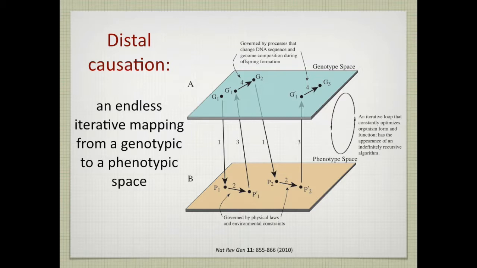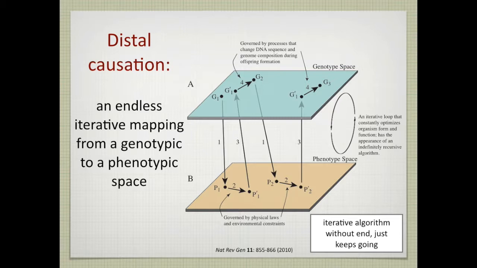In the phenotypic space, this endless iterative loop is more constrained by physics and chemistry. How can an organism function? What environment does it find itself in, and so forth. There are constraints of that sort that constrain progress in the space of phenotypes. If you want to look at this philosophically, this is an endless iterative algorithm without any obvious endpoint.